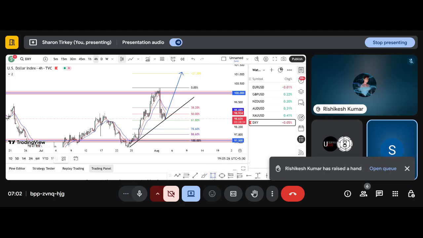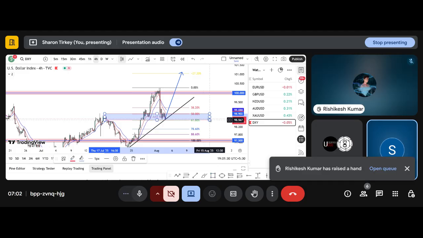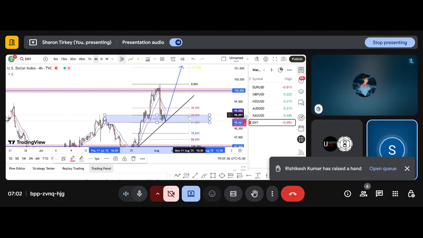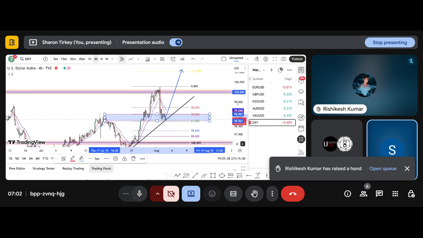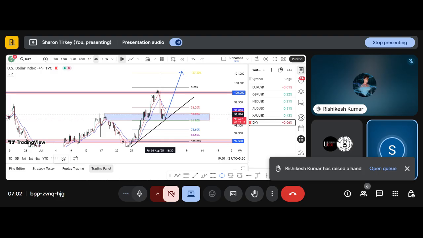here it has a high supply zone at this level. You see between this 50 to 61%. Okay, the price retests at this level.